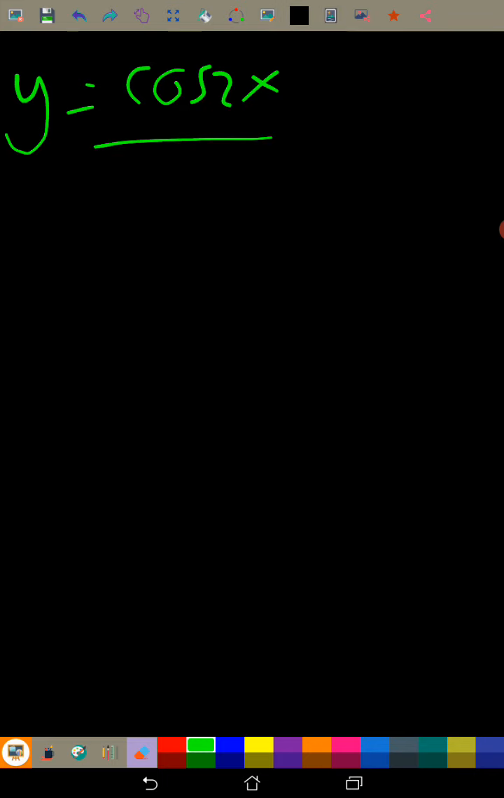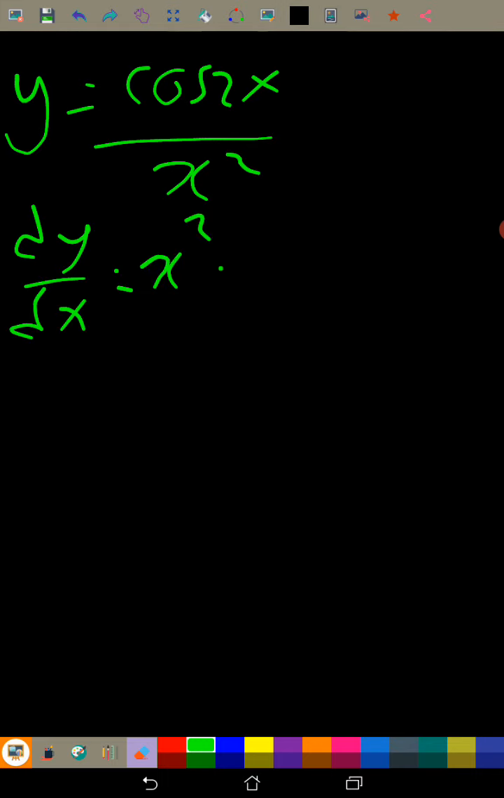Well, it's still good, and we have something else now. y is equal to cos 2x divided by x. This is nothing new. This is also easy. We don't have much difficulties here.